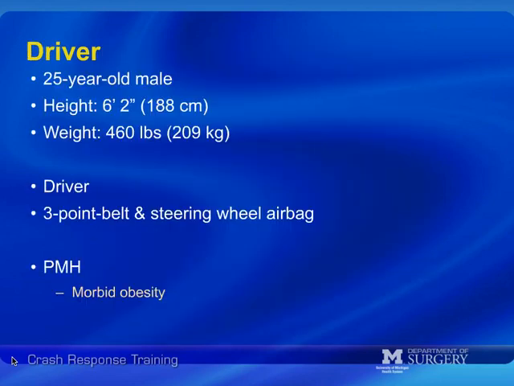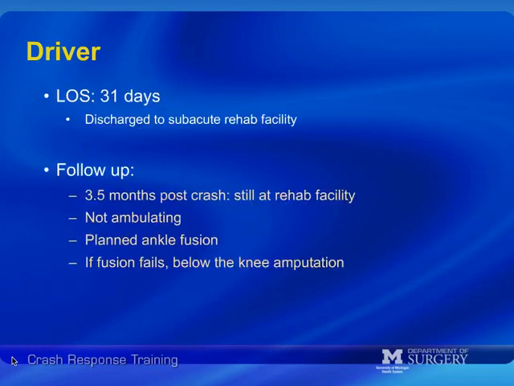The driver was a 25-year-old male, 6 feet 2 inches tall, 460 pounds. He did have the 3-point belt on, and the steering wheel airbag went off. His past medical history is significant only for morbid obesity. His hospital stay was lengthy. He was in the hospital for his acute phase of treatment for 31 days, where he was discharged to a subacute rehab facility. 3.5 months post-crash, he's still at the rehab facility. He's not ambulating, and the surgeons have planned an ankle fusion. If this fusion fails, he's looking at a below-the-knee amputation.